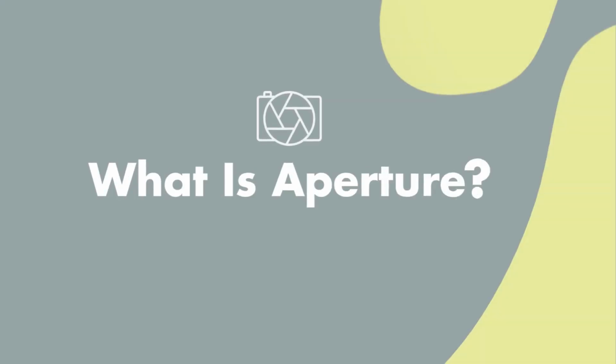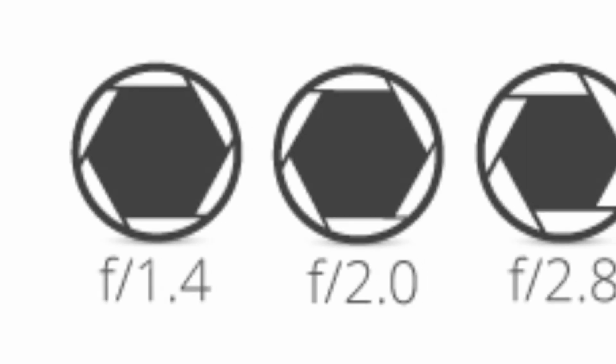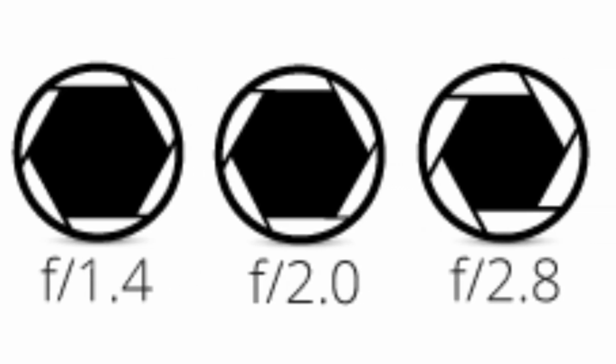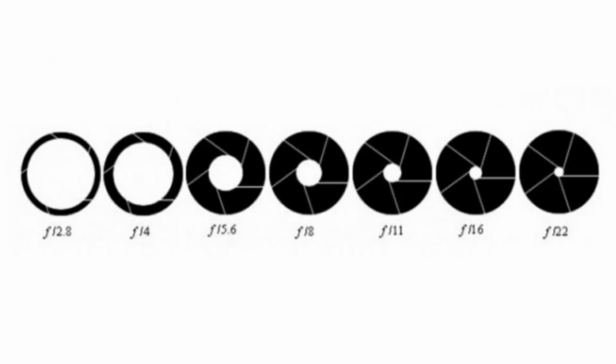First up, let's talk about aperture. Aperture refers to the opening in your camera lens that allows light to enter and hit the sensor. It's measured in f-stops, and the size of the aperture determines how much light enters your camera. A lower f-stop number means a larger aperture, and a higher f-stop number means a smaller aperture.